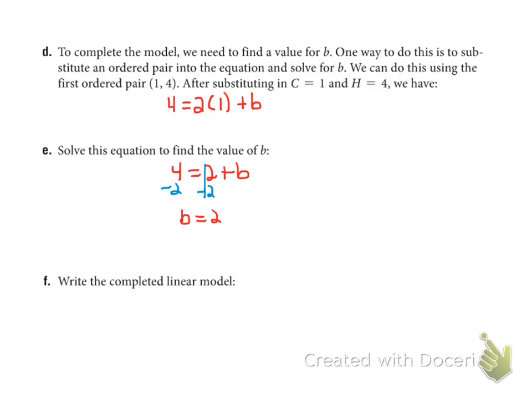They didn't ask us to say this, but that would also mean that our y-intercept would be the point 0, 2. Now we want to write the completed linear model. So we're going to put the h and the c back in. The slope is still 2. And now we know that the y-intercept is 2. So there's our equation.